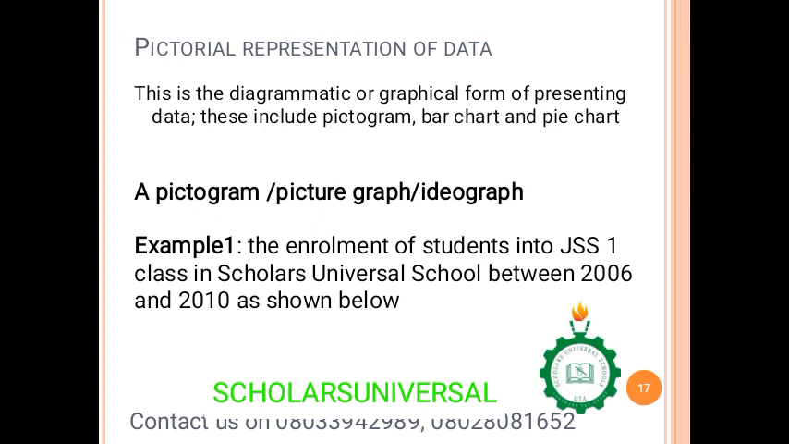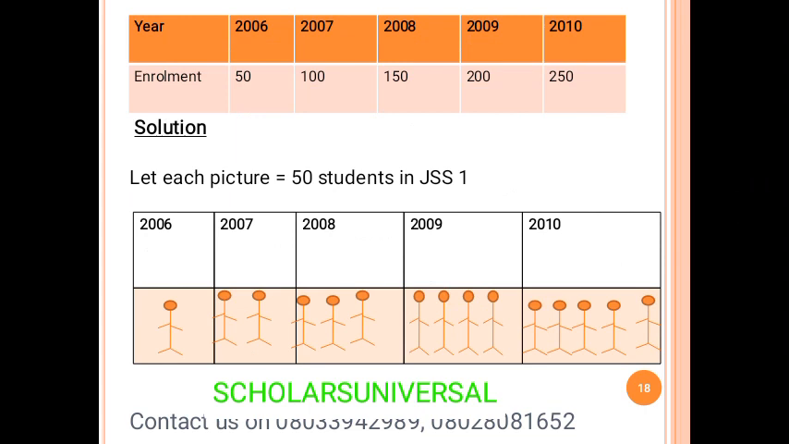The first one we are starting with is the pictorial representation of data. The pictorial representation can be called picture graph or ideograph. Let's look at an example of this. The enrollment of students to GSS 1 class in Scholar Universal School between 2006 and 2010 are shown below. So let's look at the enrollment. For this year, these are the number of students that was enrolled.